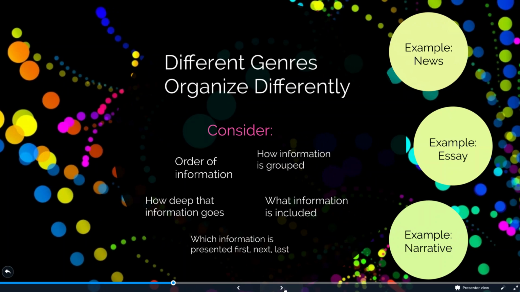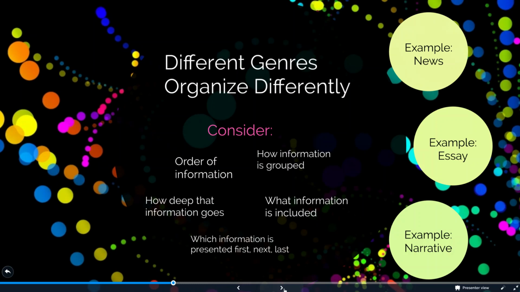Consider the order of information. What information does a genre start with? What does it go into next? And what does it finally end with? Consider how information is grouped in a different genre. In some genres, you will have a whole bunch of information up front, and then it will get more detailed as it goes on. Other information will be spread out depending on the genre.